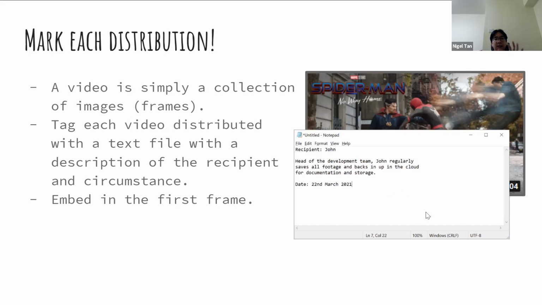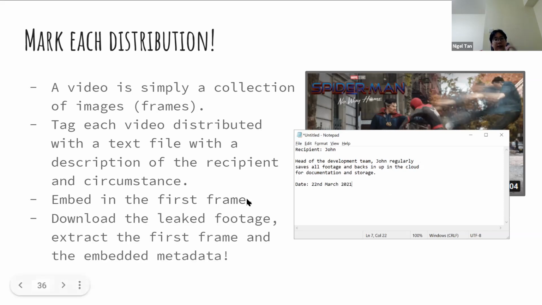So this is how it solves the problem. If you watermark everything that is distributed internally, then if there is leaked footage, after it is leaked, you just download the leaked footage from the web, extract the first frame, and extract the embedded metadata, which is just this text file. Then you will know exactly who was the leak, whether it's Alice, Bob, or John. This is how you use digital watermarking to solve the problem of video leaks.